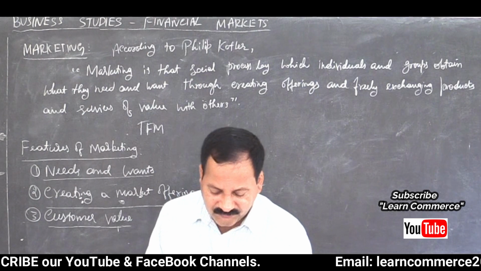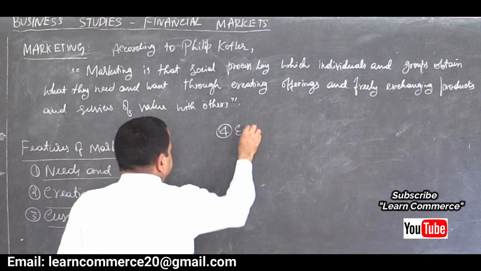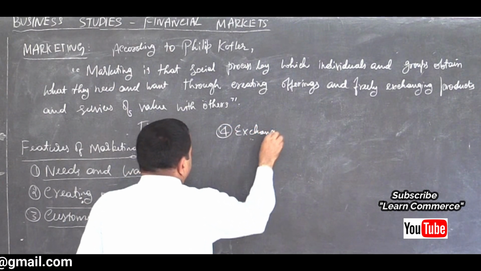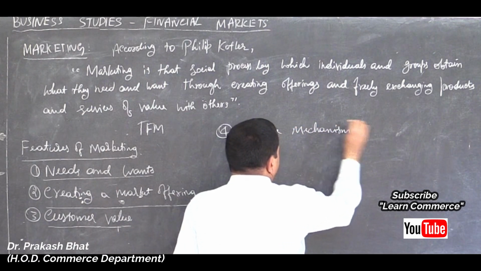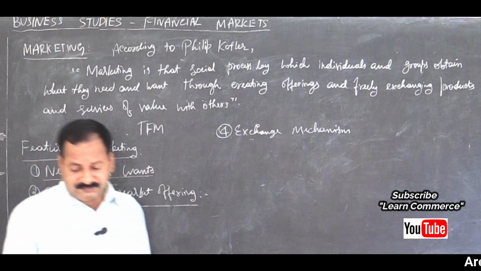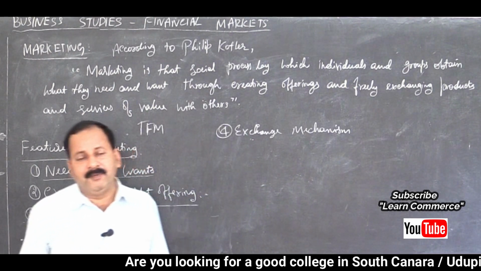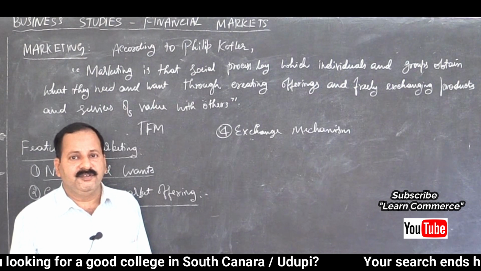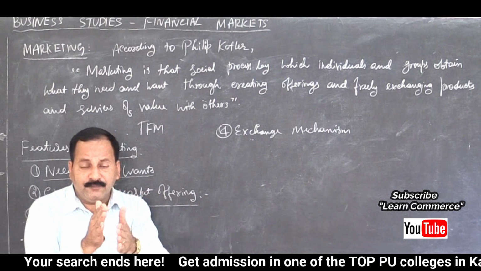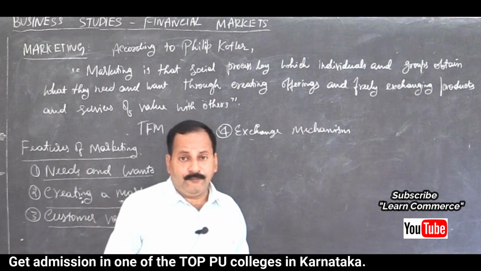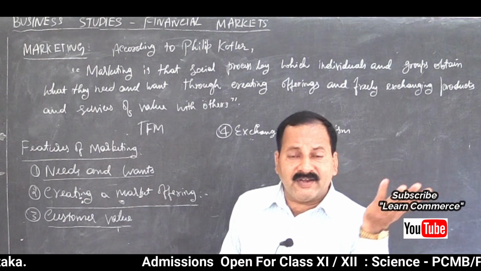Last one is exchange mechanism. There should be an exchange mechanism. Exchange mechanism in the sense of buying and selling. That is, one person should deliver the product or offer, the other person should provide the value for that. That is, consideration should move from each party to the other. When I pay the amount, then only I will get the product. When I pay the amount, then only I will get the service.